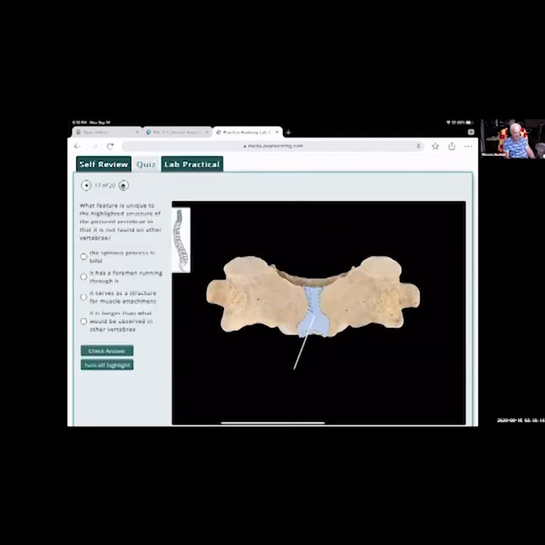And what connects that between the two? Basically, the side here. Wait a minute, let me read the question. It says, what feature is unique to the highlighted structure of the pictured vertebrae in that it is not found on other vertebrae? The spinous process is bifid. That means there's two of them. Surface structure of muscle attachment. The spinous process is bifid. Yep. It branches into two parts and allows rotation of the head.